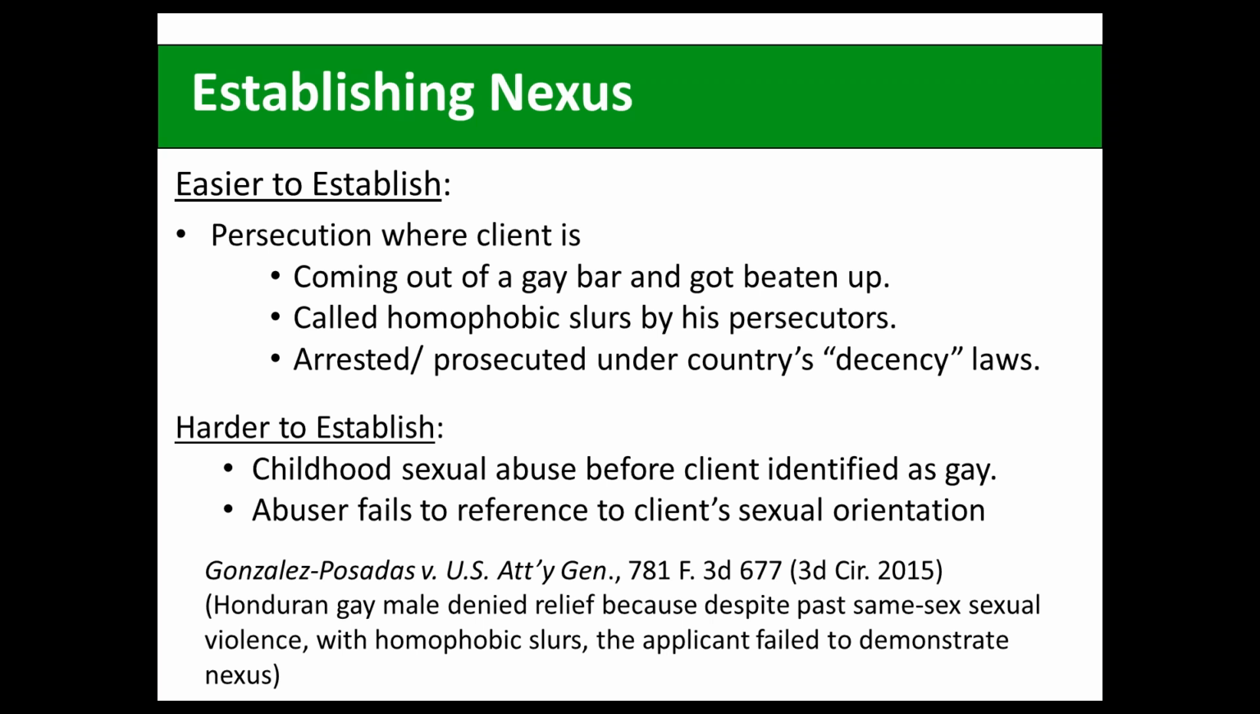And then the second type of harder nexus to establish is where the abuser fails to reference the client's sexual orientation or gender identity. The potential response is that victims of persecution do not have to show with precision the motives of their persecutor or persecutors. As long as there is circumstantial evidence to support the finding, that should be sufficient. And again, we're happy to discuss and strategize with you as to how to frame these arguments.